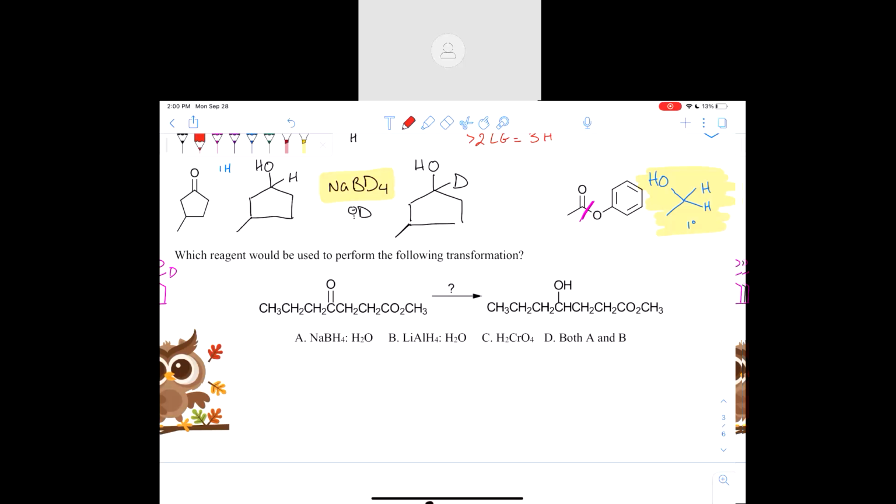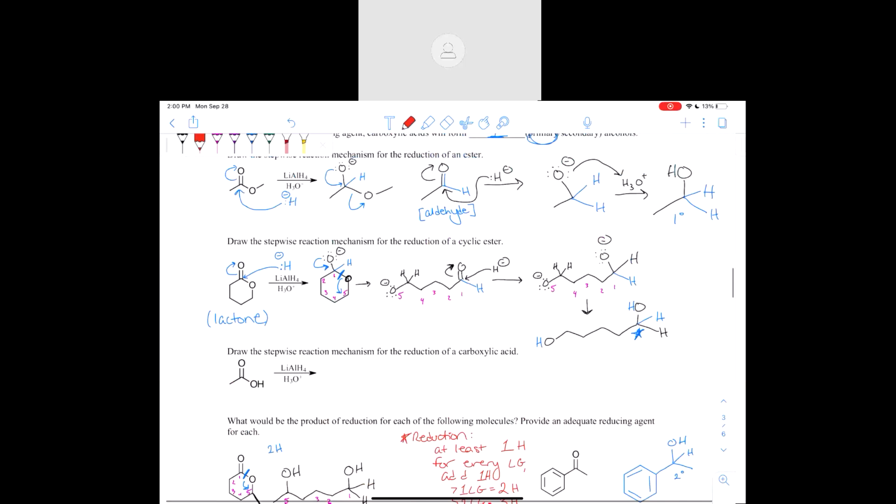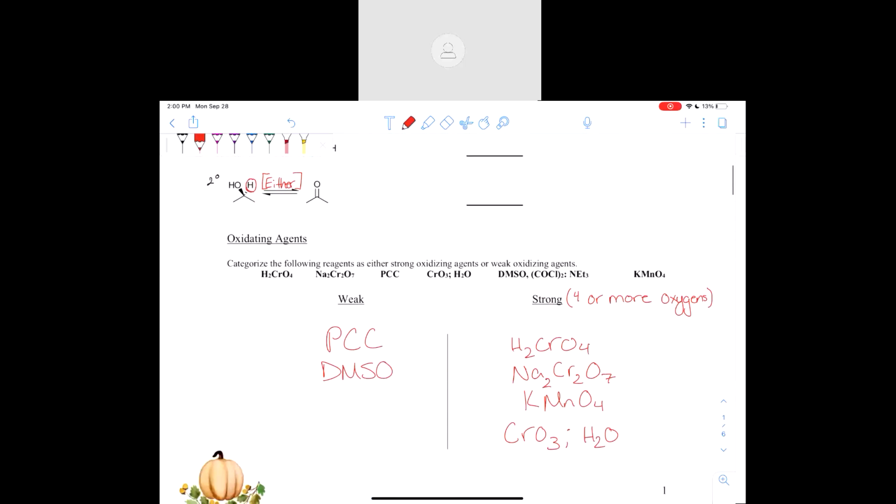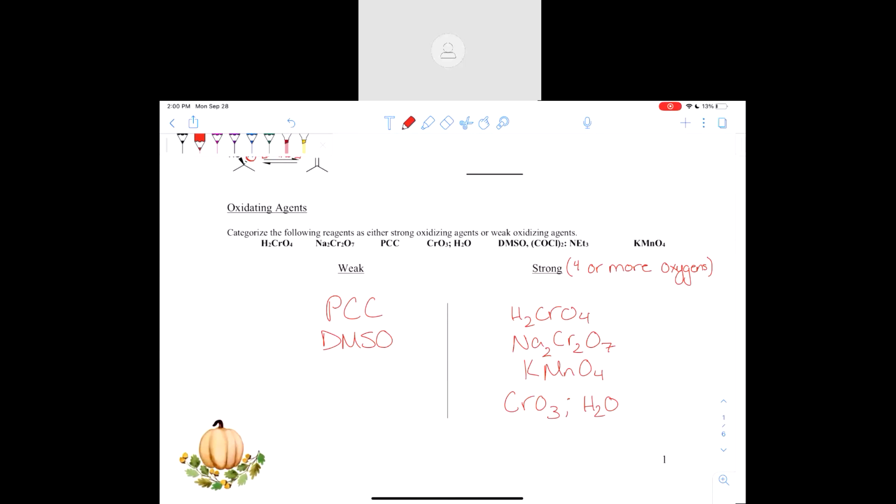One person asked, going back to the earlier concepts, in terms of solvents and reagents, is there anything else you guys have to be aware of? And no, not really, as long as you know NaBH4, LiAlH4, and DIBAL. That's all you need to know for reductions. And this is all you need to know as far as oxidations go. And remember the 4 or more oxygens rule. That will be really, really helpful.